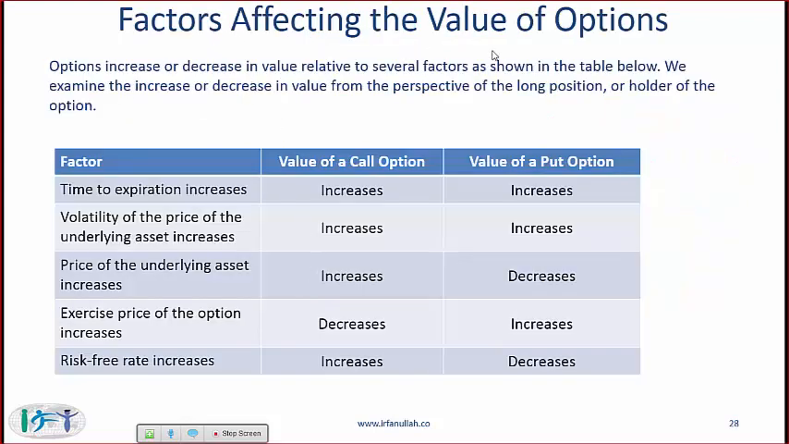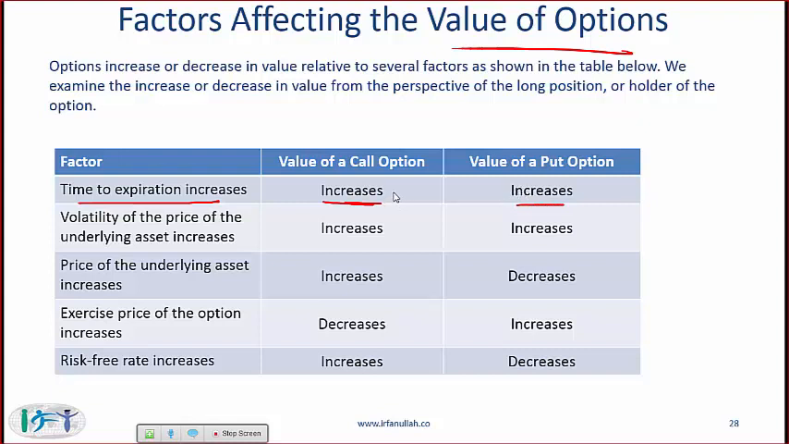What are the factors that impact the value of options? Options increase or decrease in value relative to several factors as shown in the table below. So let's look at the factors. If time to expiration increases, so two options are similar in all regards, same underlying, same strike price, but with option A we have more time to maturity. That will have a higher value because there is more time for the stock to go up. Similarly, higher time to maturity will also make put options more valuable.